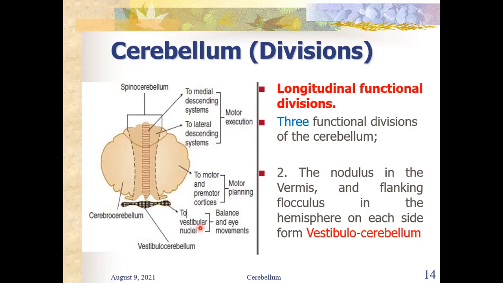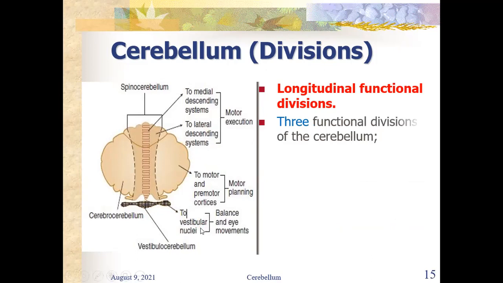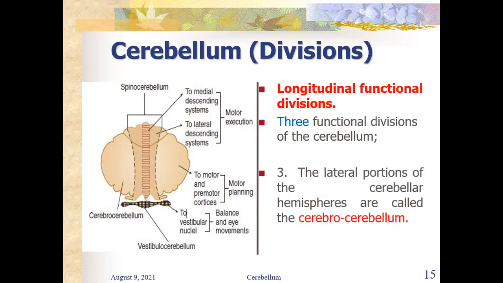The vestibular nuclei in the medulla oblongata help in balancing eye movements, the vestibulocerebellum. So we move to the next part of the functional divisions. We have the lateral portions of the cerebellar hemispheres, which is also a functional part of the cerebellum. These hemispheres are known as the cerebrocerebellum, the lateral portion.